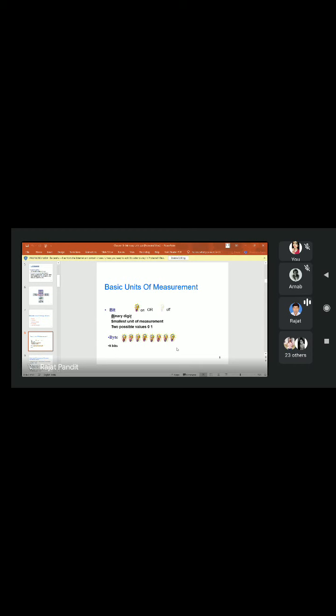A single binary digit is your bit. Either it is 0 or 1. It is basically the smallest unit of measurement, the bit. Two possibilities are there, 0 or 1. As it is 2, that's why it is binary. If the number of digits is 3, then it is ternary, but it is basically binary. Two digits are used to represent any type of information.